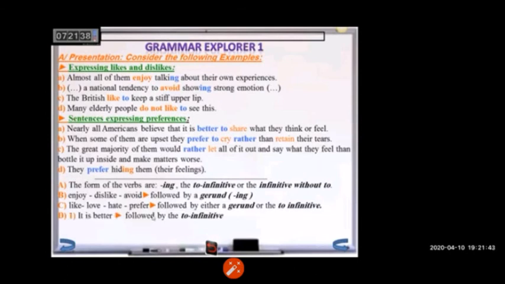It is better is followed only by the infinitive with to. Don't say it's better working. Say it's better to work. As always, we use to. And there is rather. Rather is always followed by an infinitive without to, which means the stem, the verb without to. It's written here, I think. Rather let. It's clear. These are rules you have to bear in mind. So you can capture this as an image, as a picture. Maybe you need it.